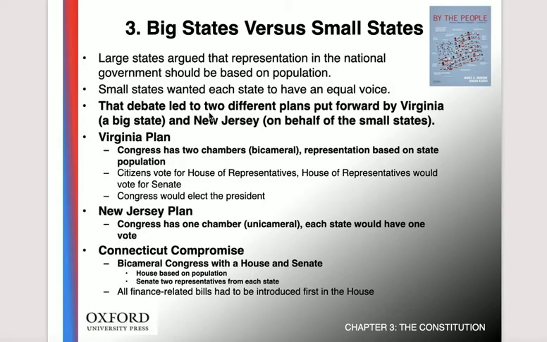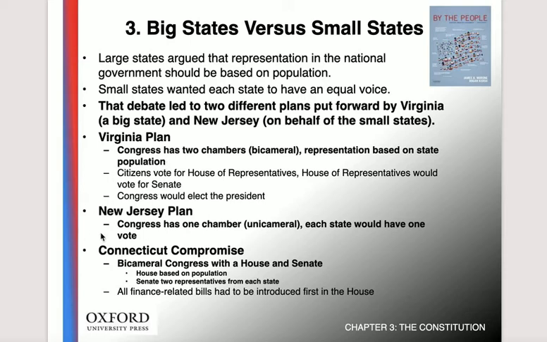So the debate led to two different plans being put forward, the Virginia plan and the New Jersey plan. And the Virginia plan, you can look in your book for more details. But basically, the things I need you to remember is they said, let's have 2 chambers and let's have the representatives based on population. Now, Virginia was a large state with a large population, so that meant that they would have a lot of control.